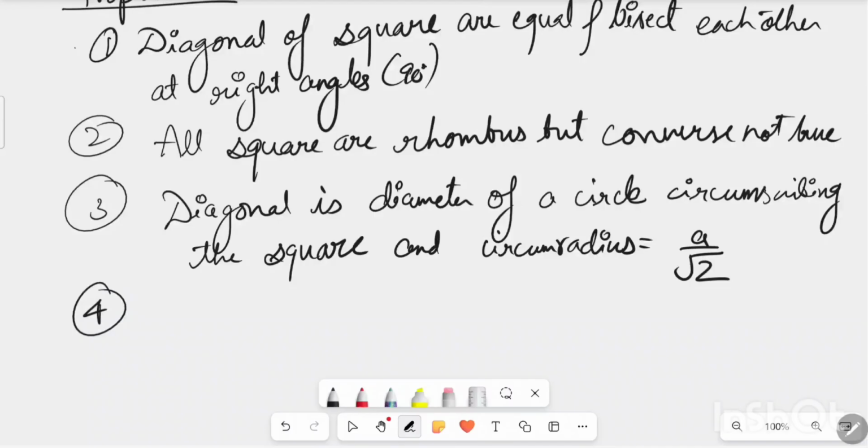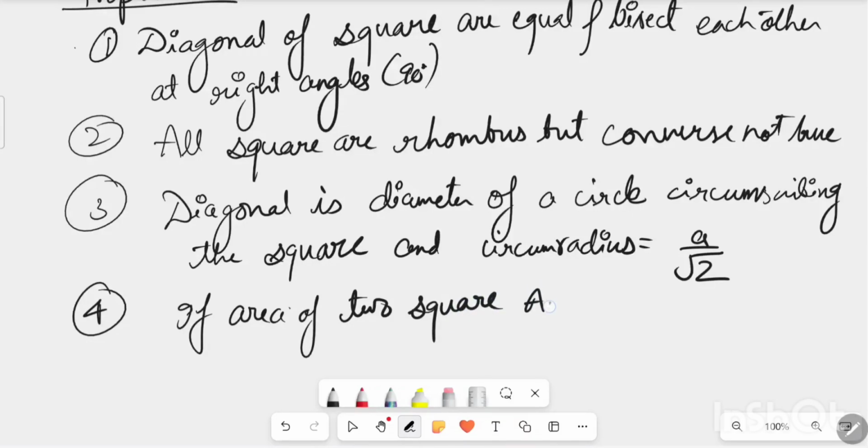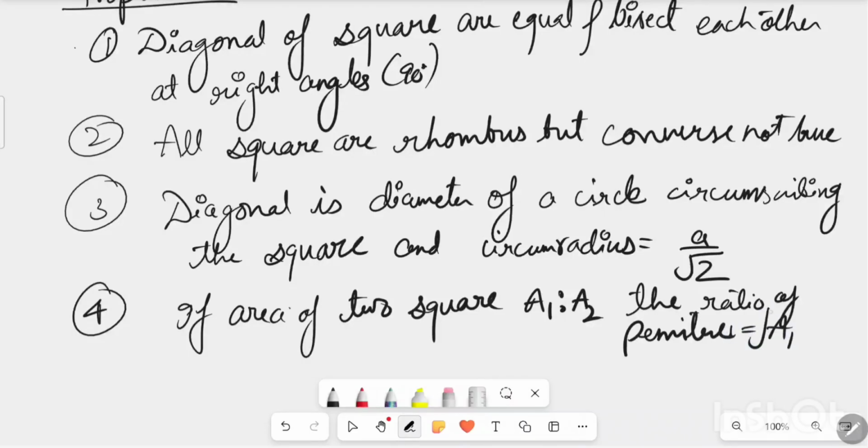And next, if the areas of two squares are in the ratio A1 to A2, then the ratio of their perimeters will be under root A1 to under root A2.